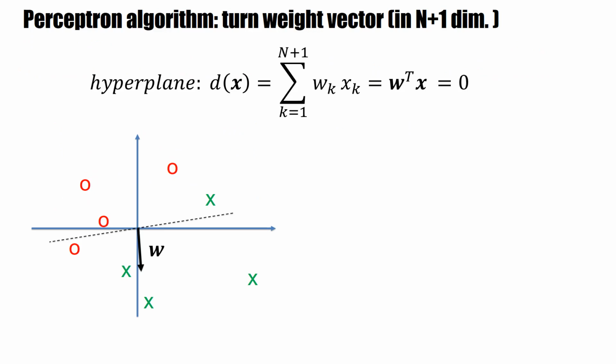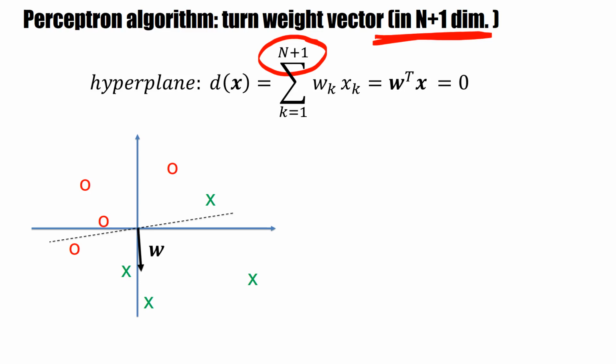Remember that the simple perceptron implements a hyperplane at a certain distance from the origin. Now, if we go to n+1 dimensions, which means if the threshold parameter is integrated as an extra input parameter, then the hyperplane actually goes through the origin.